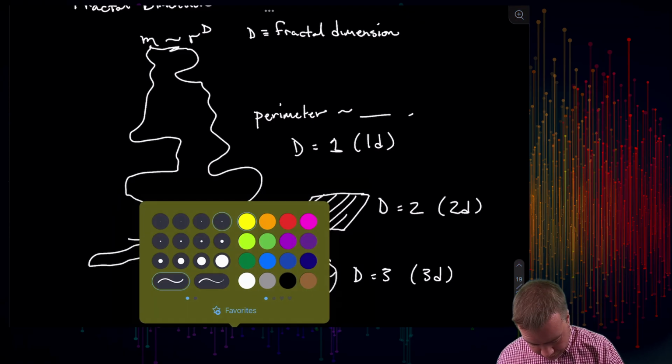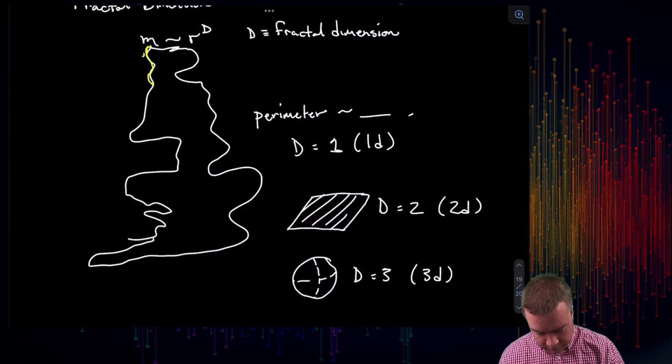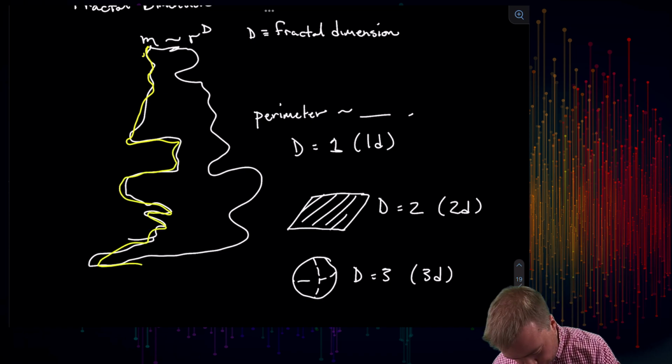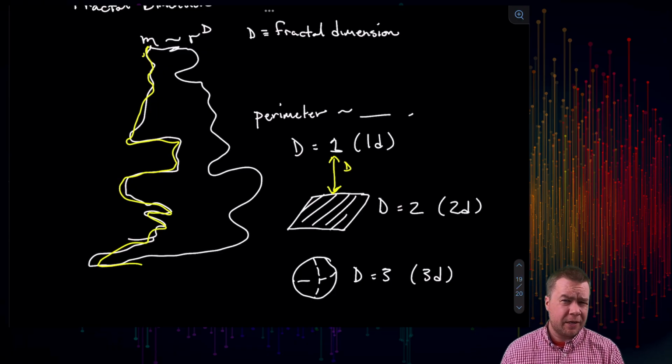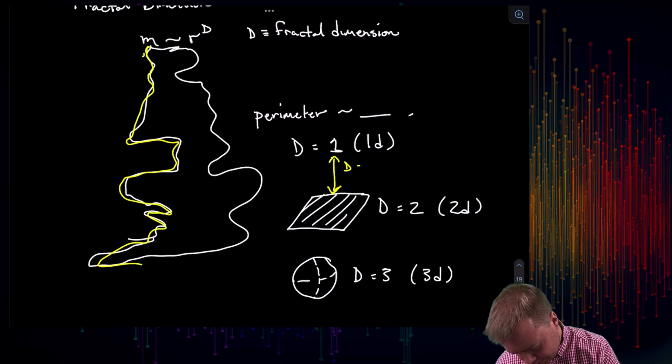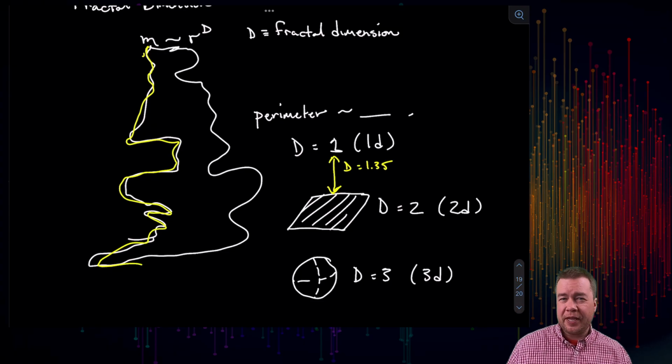What they found historically was that the coastlines of these countries were not one-dimensional. They're somewhere between 1 and 2 dimensions. So I think Great Britain, don't quote me on this number, but I think that it has a fractal dimension of like 1.35 or something like that. It's somewhere between 1 and 2 dimensions. It's got some roughness to it.